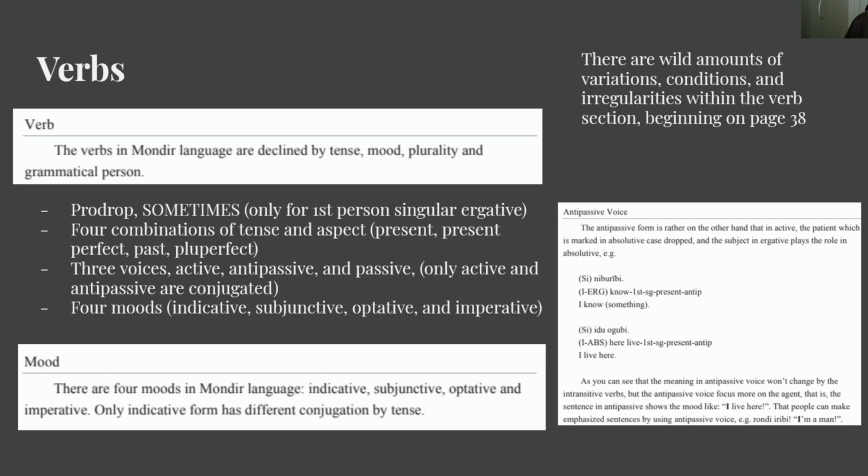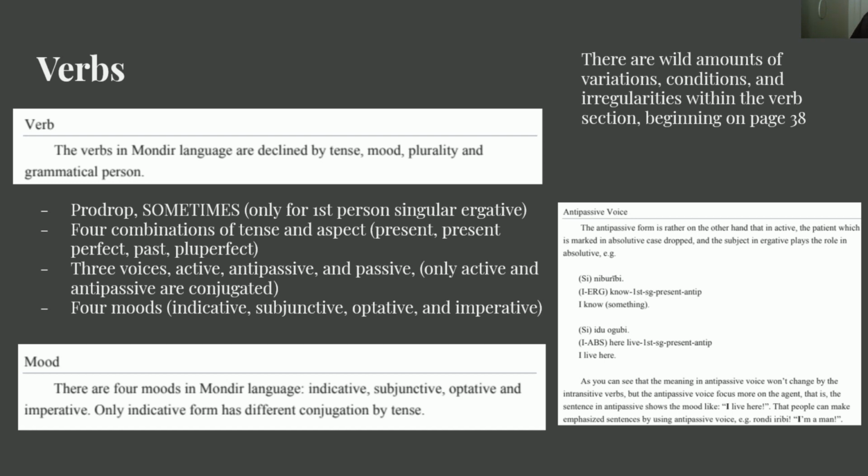So the verbs in Mondir are declined by tense, mood, plurality, and grammatical person. So there is sometimes pro-drop that happens, generally only for first-person singular ergative, but of course there's exceptions. There's 4 combinations of tense and aspect. We have present, present perfect, past, and pluperfect.